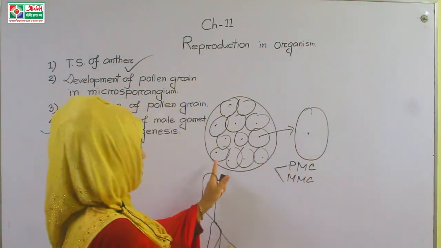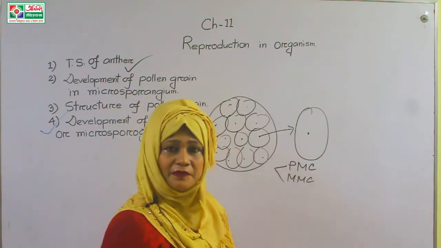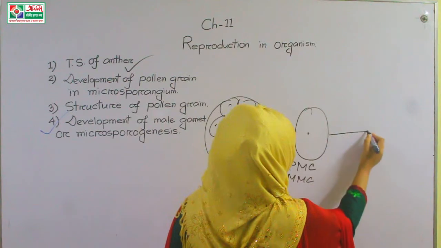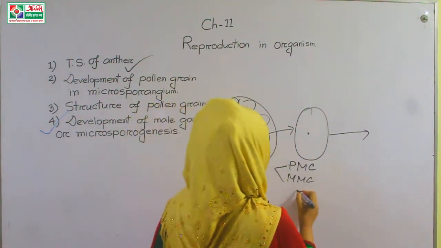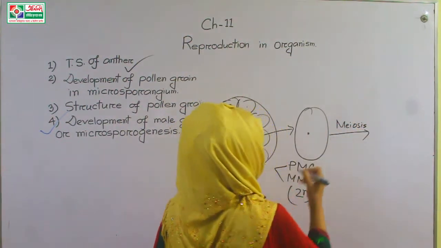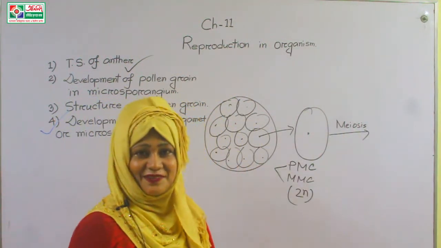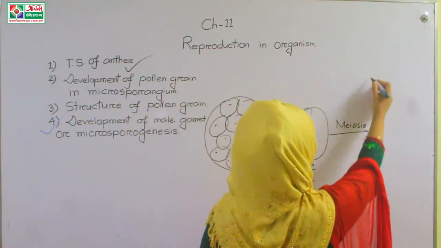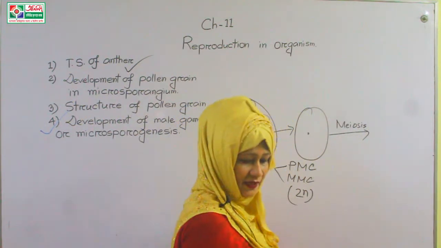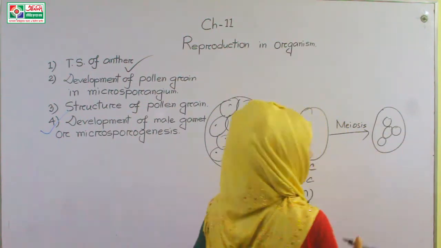I have taken only one cell from this structure. This is the PMC or MMC, that means pollen mother cell or microspore mother cell, and it will undergo meiosis. This is 2n in number, that is diploid. Do you know what will happen in meiosis? I know you know. From one cell we are getting 4 cells. But these 4 cells will not be like this. It will be a tetrad, and its pattern of arrangement will be like 1, 2, 3 and 4.